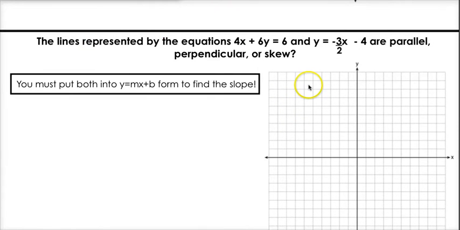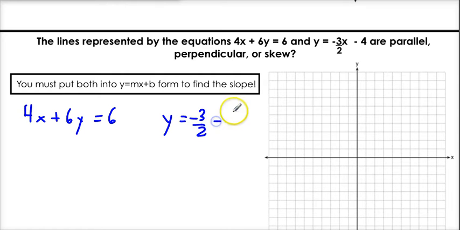For our final problem, we have the lines represented by the equations 4x plus 6y equals 6 and y equals negative 3/2 x minus 4. Are these parallel, perpendicular, or neither? Well, this is an interesting problem. So let's start by just writing down our equations. We've got 4x plus 6y equals 6, and y equals negative 3/2 x minus 4.